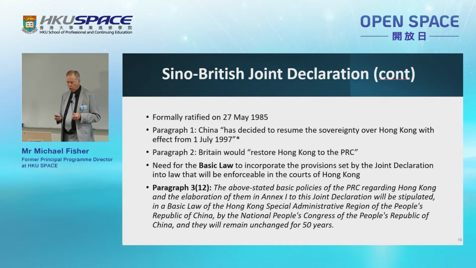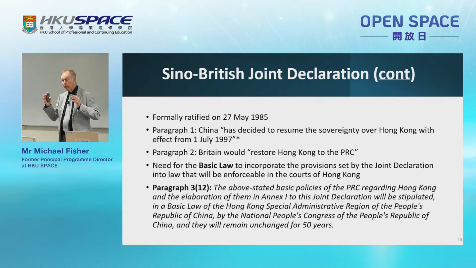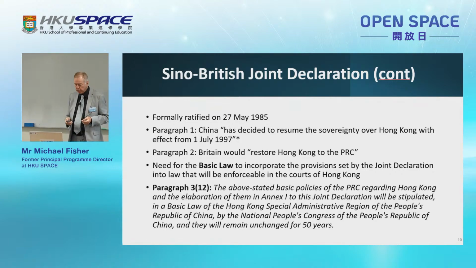The declaration was formally ratified on the 27th of May, 1985. Paragraph 1 says, China has decided to resume the sovereignty over Hong Kong with effect from 1 July 1997. So, it was signed in 1985, and the idea was that for the next 12 years, Britain would continue to administer Hong Kong, but with the knowledge that it was going to revert to China in 1997. Britain would restore Hong Kong to the PRC.